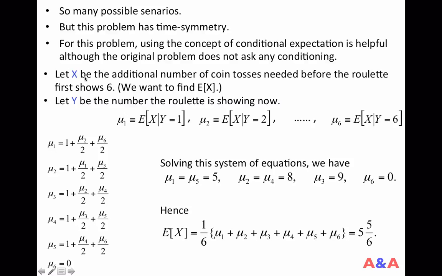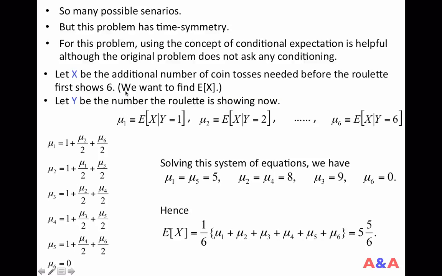So let x be the additional number of coin tosses needed before the roulette first shows 6. So our goal is to find the expectation of x. Actually, we don't even need this word "additional" the first time the roulette is turned. But anyway, we want to find the expectation of coin tosses needed. Also, let y be the number the roulette is currently showing.